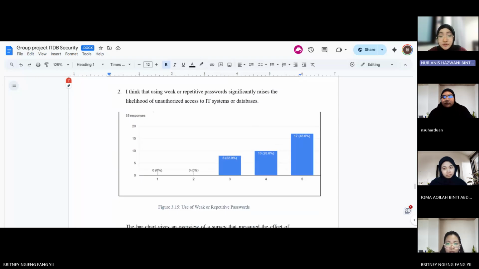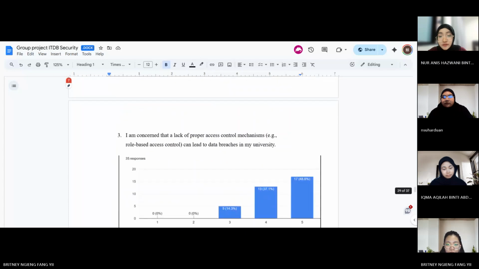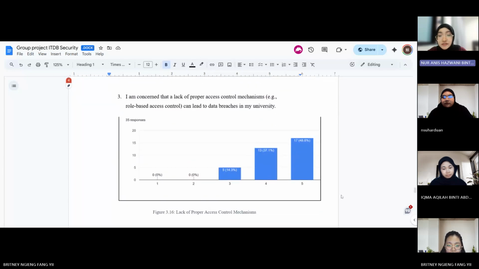And then for number 3, in figure 3.16, lack of access control, RBAC, we see the highest concern. 85.7% of students are worried that poor access control at the university could lead to data leaks. This is the biggest security fear among our participants.